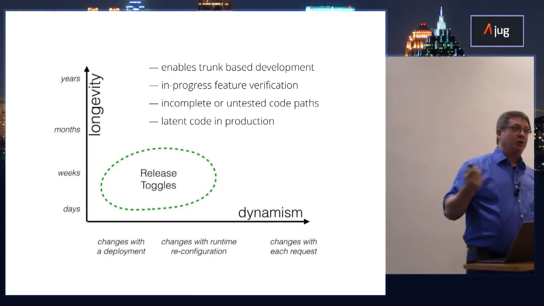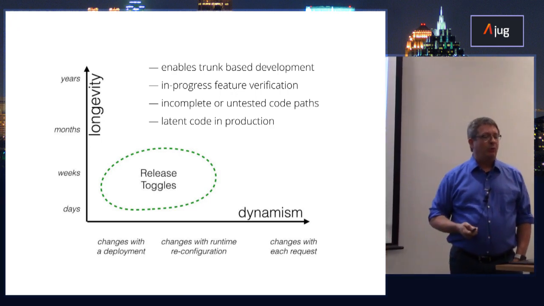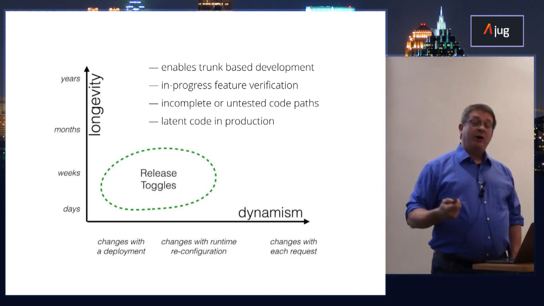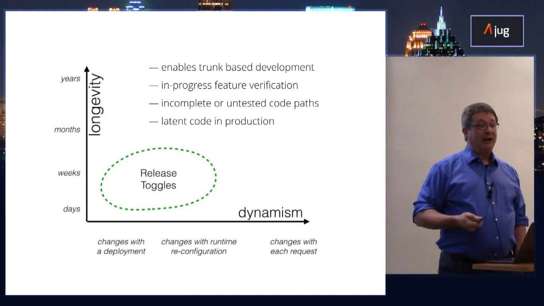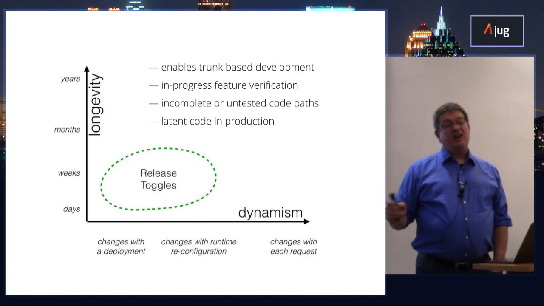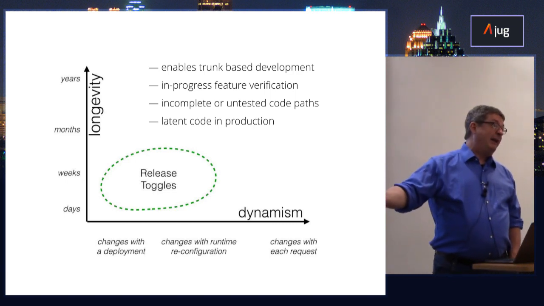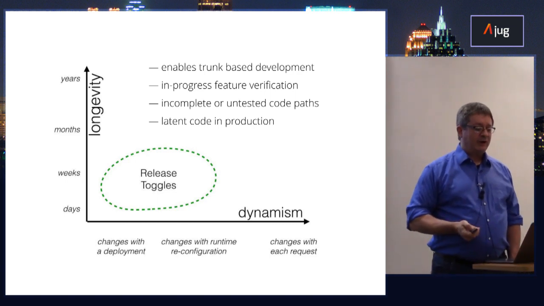So this allows you to do trunk-based development all the way out to continuous deployment. This also allows you to do in-progress feature verification, because if you already got all this stuff out into production, why not just turn the feature toggles on for QA and let them check it out in a production-like environment?